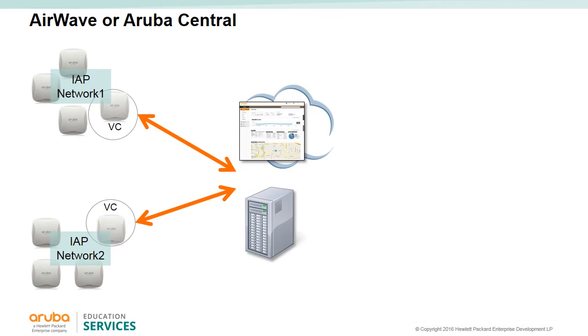An IAP cluster has a VC from where monitoring and configuration can be performed. Trying to manage multiple VC clusters would be daunting. A large network of IAPs would need central management. This can be achieved with Airwave or Aruba Central.